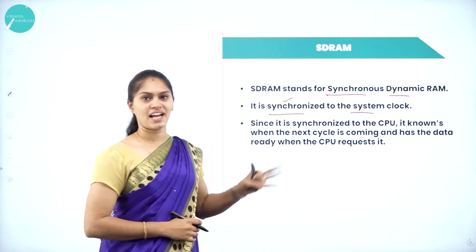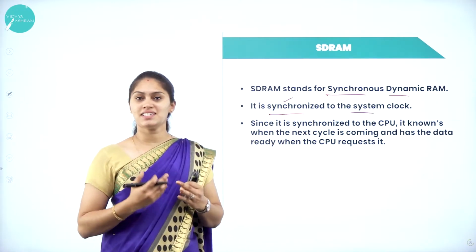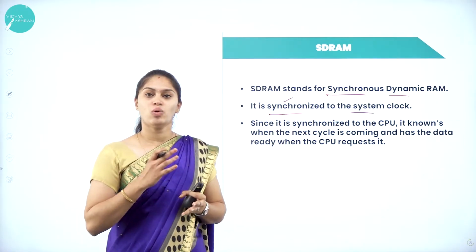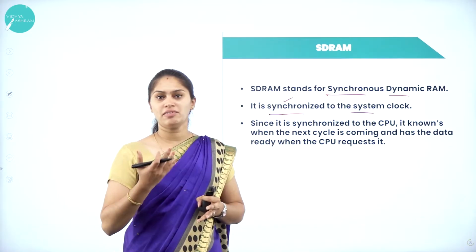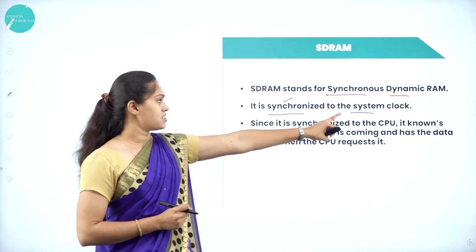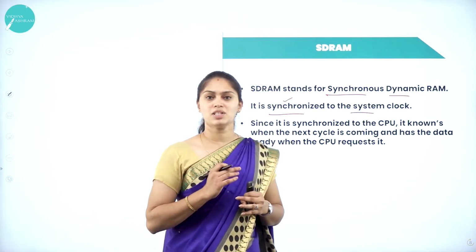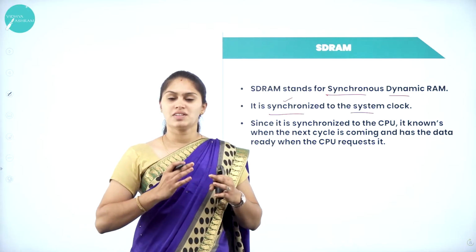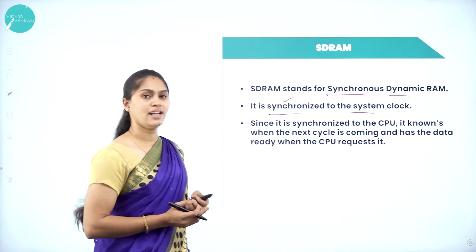So this SDRAM is synchronized to the CPU and it knows when the next cycle is coming, and it knows what data and instructions are to be processed further. It has a scheduling process, it has control over the system clock, and it knows which cycle is coming next. That means it knows what data and instructions need to be processed further. That comes under SDRAM.